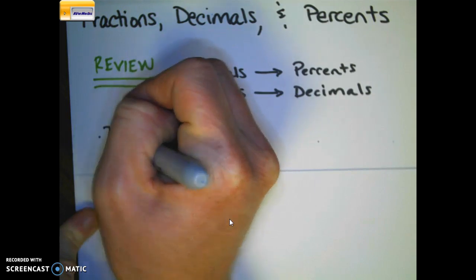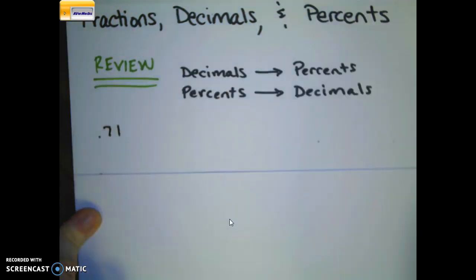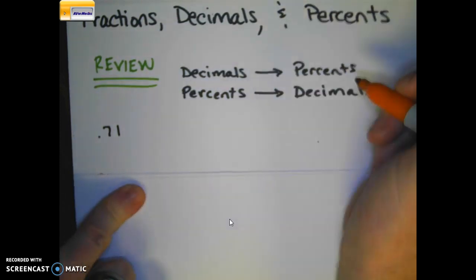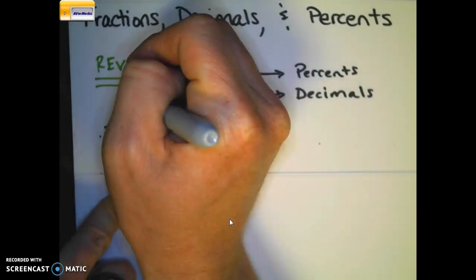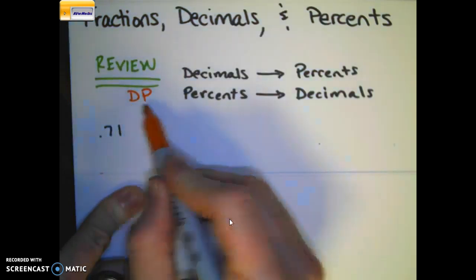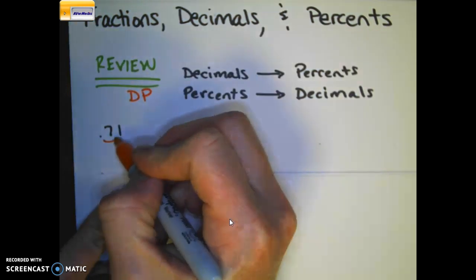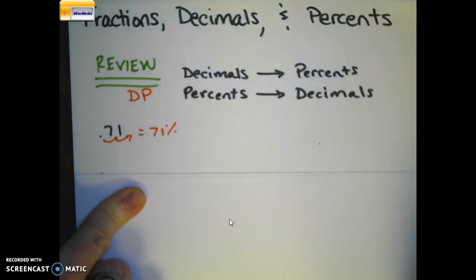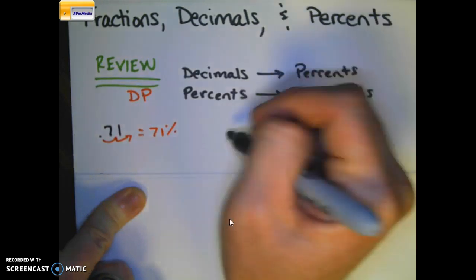What if I give you 71 hundredths? Okay. Well, remember, you do the Dr. Pepper method. Okay, Dr. Pepper. You start at a decimal, you got to go to the right. So we're going to go like this, 1, 2. So guys, now that equals 71%.